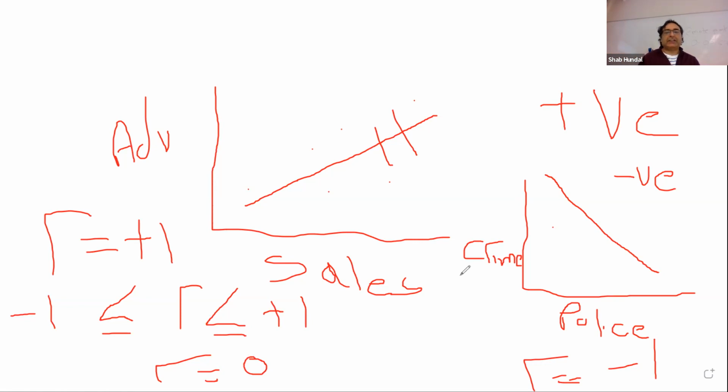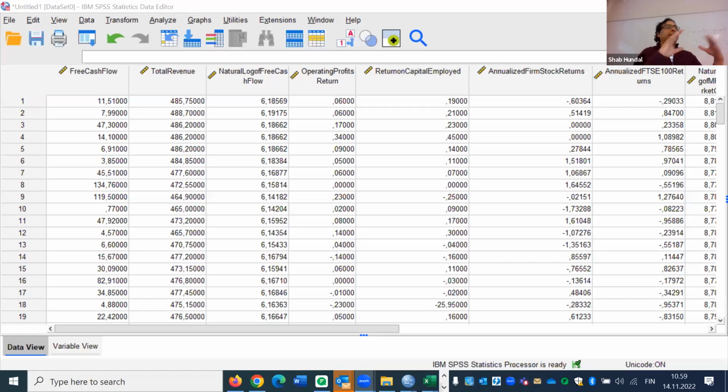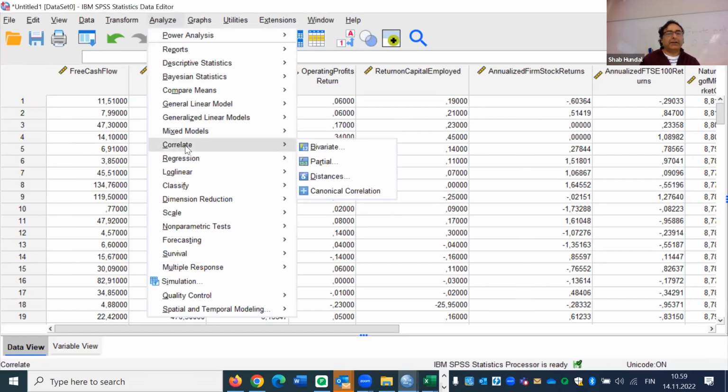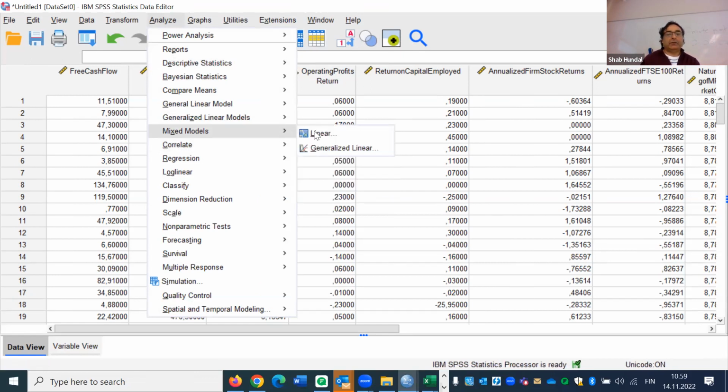Yeah, so I take you back to the SPSS. To analyze, I go by Christina's thesis. So the second stage is called analyze once again. Look at here. Analyze, correlate. You see it? And when we say correlate, bivariate.